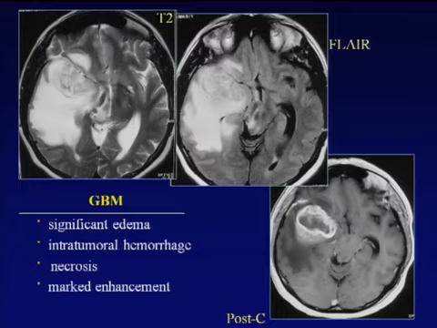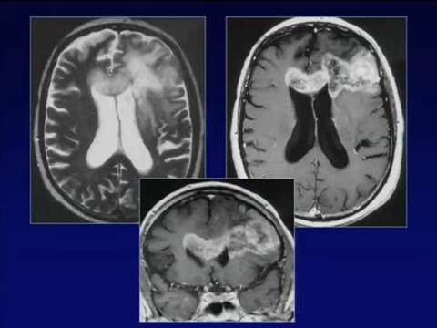And this is the typical butterfly appearance. It's very nice, well seen on coronal views. This is the tumor crossing the corpus callosum, going to the other side, the butterfly appearance.